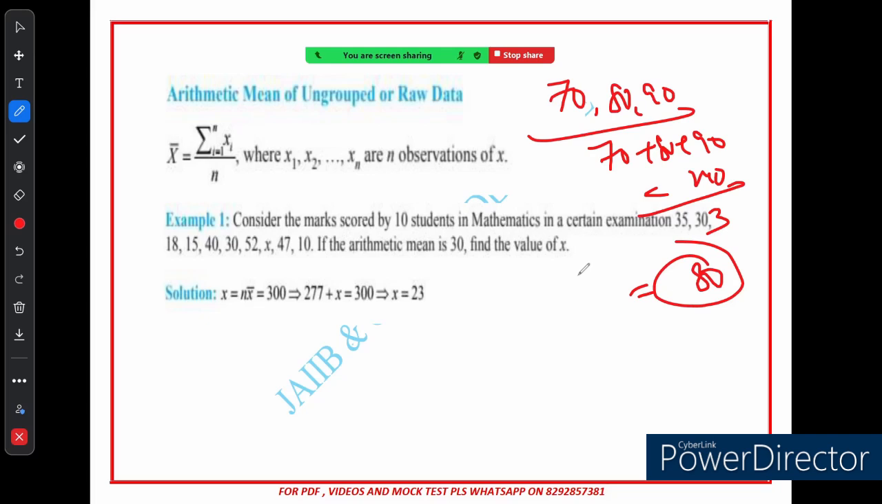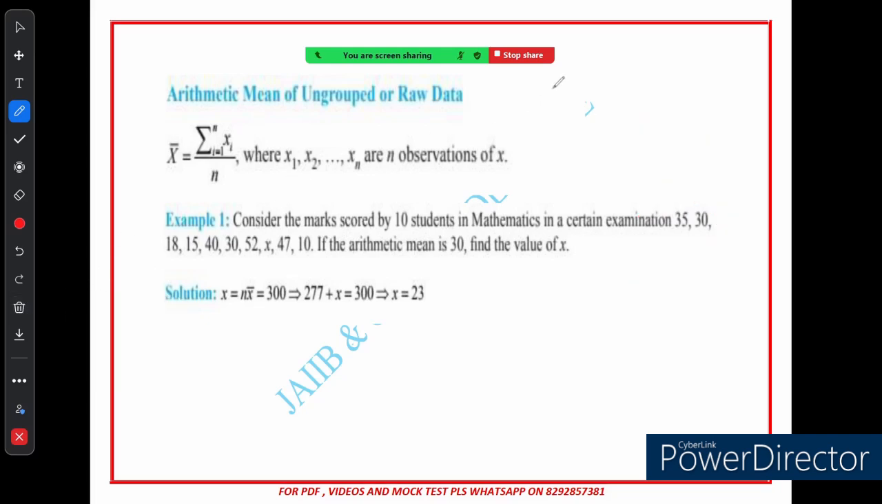So there are different kinds of data that we have to go through. The first type is the arithmetic mean of ungrouped or raw data. So first let's talk about ungrouped or raw data. How do we calculate it?